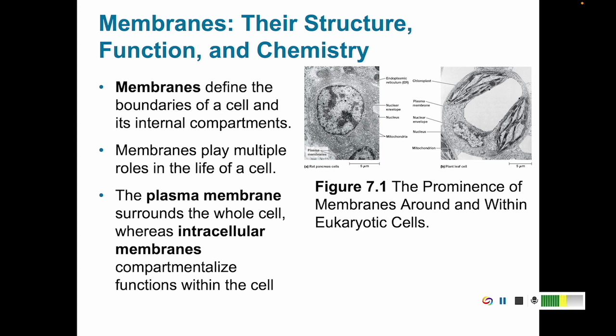The plasma membrane refers to the membrane that goes around the whole cell. So here, this would be the plasma membrane going around the cell. And then the intracellular membranes go around the different compartments. So here's a nucleus, and you have the nuclear membrane going around it. Here is a chloroplast. You have a membrane going around the chloroplast. So we have different membranes surrounding the different compartments of a eukaryotic cell and also around the entire cell.